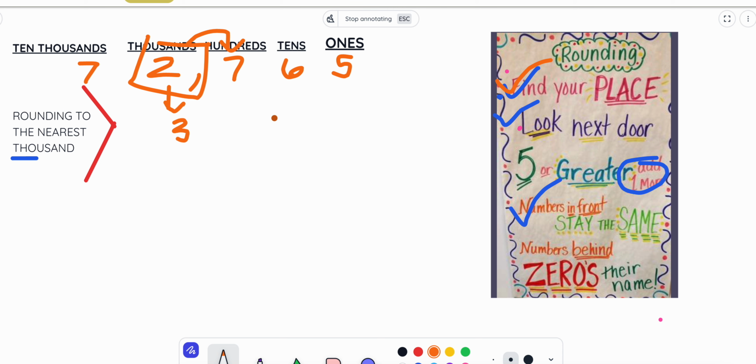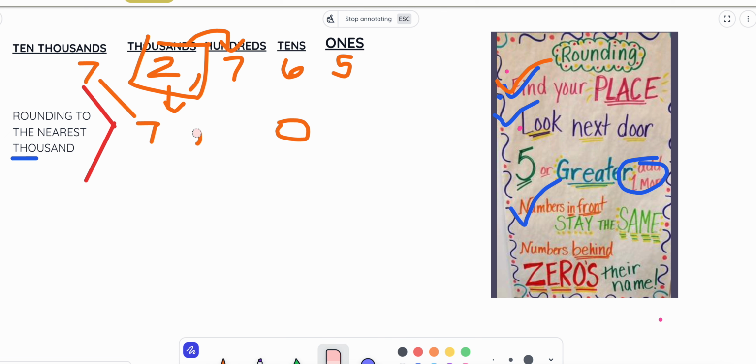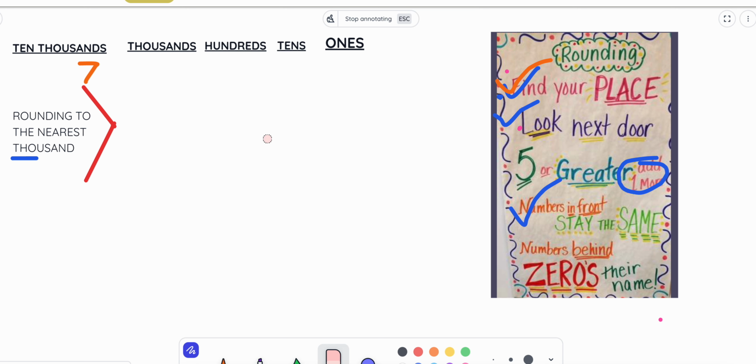2 plus 1 is 3. Numbers in the front stay the same. Numbers behind, 0 is their name. I just rounded to the nearest thousand. Ooh, pretty bad. But do we kind of see how we did that? We'll do one more example, and then you guys are going to go ahead and practice on your own.